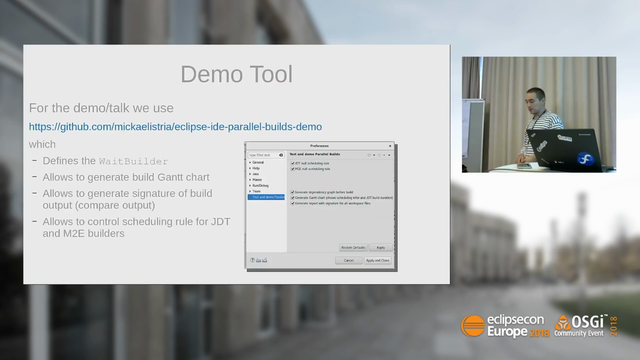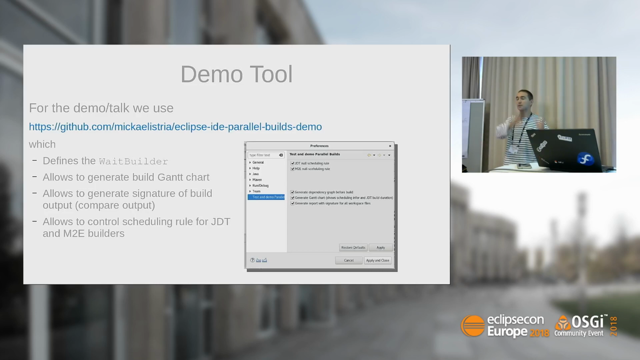Before we get into the presentation, I'd just like to introduce the demo tool that I've used to create the graph you'll see. The demo tool is available on GitHub. You can try it, install it as you want. It gives you the ability to generate a Gantt chart of how the build is orchestrated and how long the build takes, which helps to visualize the impact of parallel builds or sequential builds or even a specific builder. It also allows to generate signatures for the build output. The signatures are necessary to compare two build outputs.